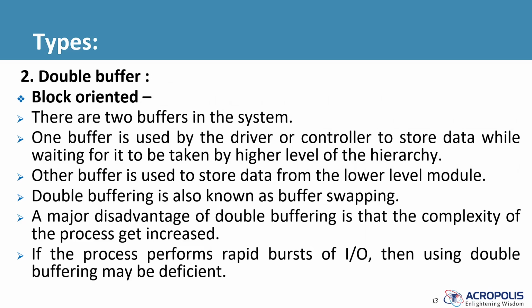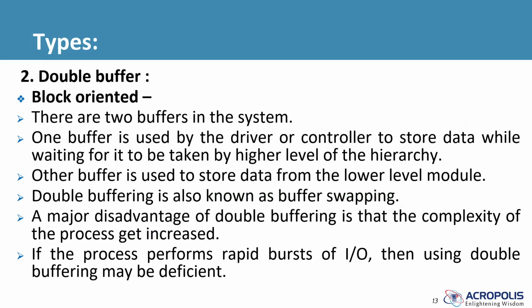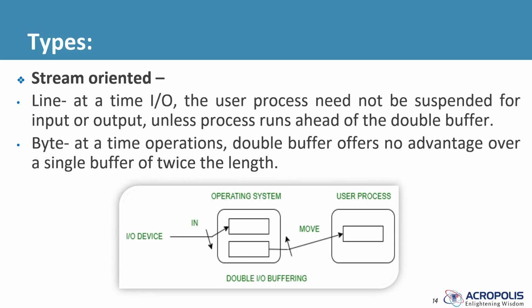Now the second one is double buffer. On a block-oriented device, there are two buffers in the system. One buffer is used by the driver or controller to store data while waiting for it to be taken by a higher level of the hierarchy. The other buffer is used to store data from the lower level module. Double buffering is also known as buffer swapping. So this is what double buffer is for block-oriented devices.